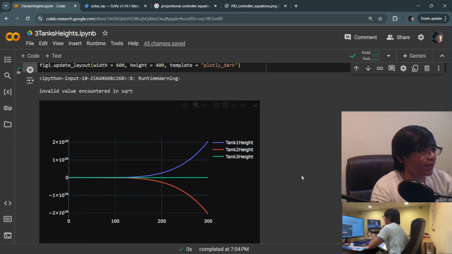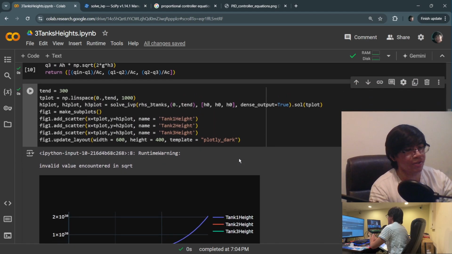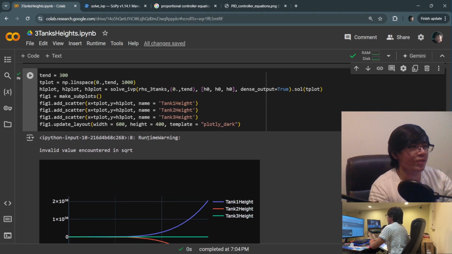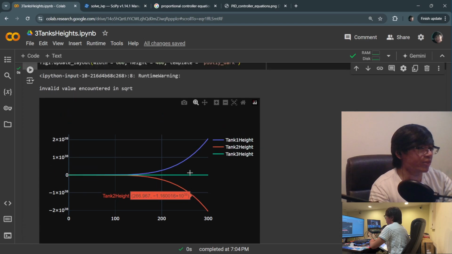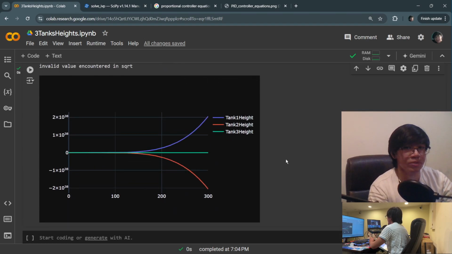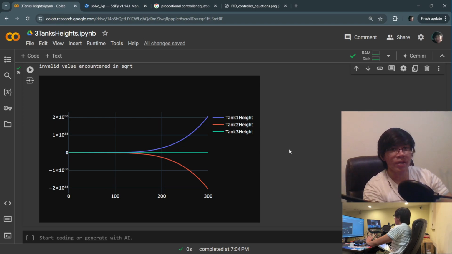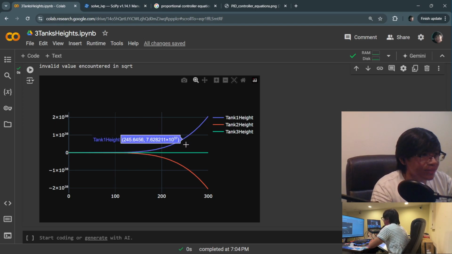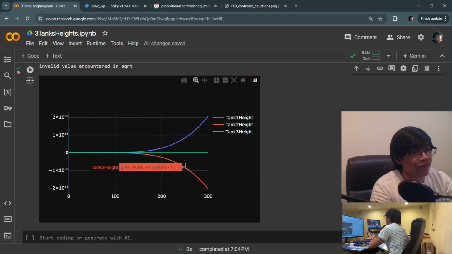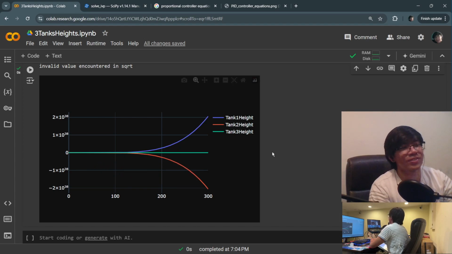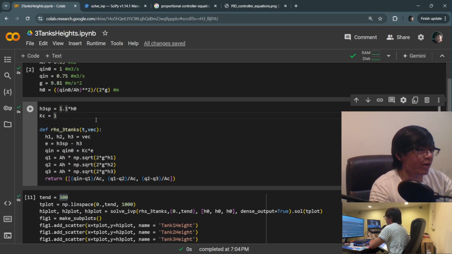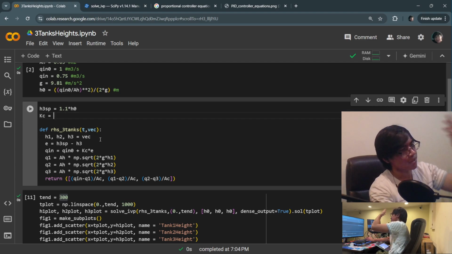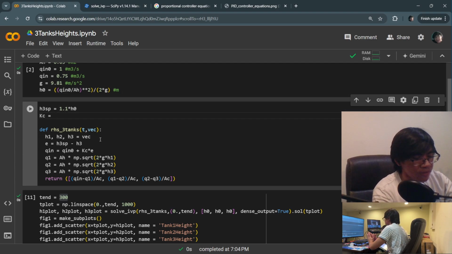So what is happening here? I believe our proportional controller, or no. Well, let's see, we're at 300. Oh yeah, wow. Even at a time span of 300, we're seeing this. That means our proportional controller is so strong that it is increasing the height so much that, in order to match that height, our tank 2 height is going negative, which does not make any sense. We can attribute this to our proportional controller's sensitivity.